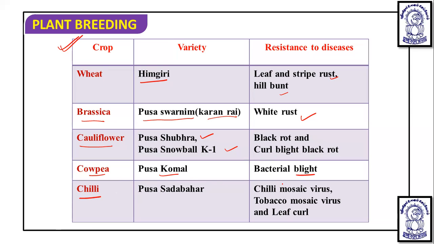In chili, the resistant variety against chili mosaic virus, tobacco mosaic virus, and leaf curl is Pusa Sadabahar. Okay, so it is an important table. You have to mug it up, because you can get direct questions in NEET from this particular table.